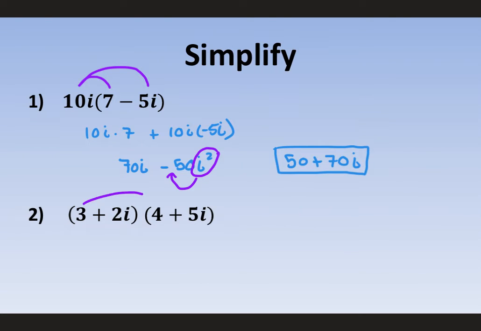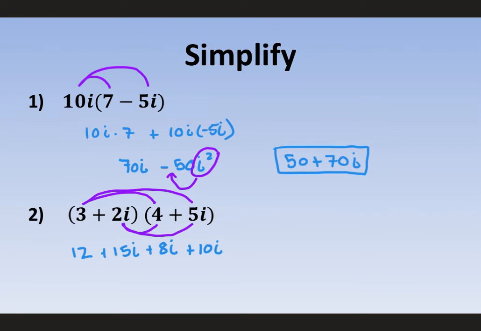Now, the only thing that's different about the next one is there's just more to distribute. So we do 3 times 4. 3 times 4 is 12. We do 3 times 5i. So if I have 5i 3 times, we have 15i. And then we have 2i times 4. So if I have 2i 4 times, that means I have 8i. And then if I have 2i times 5i, that means I have 10i squared.